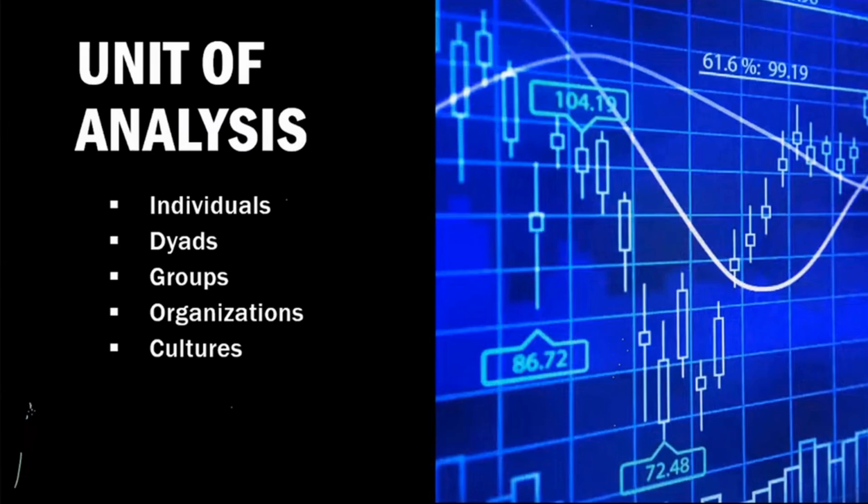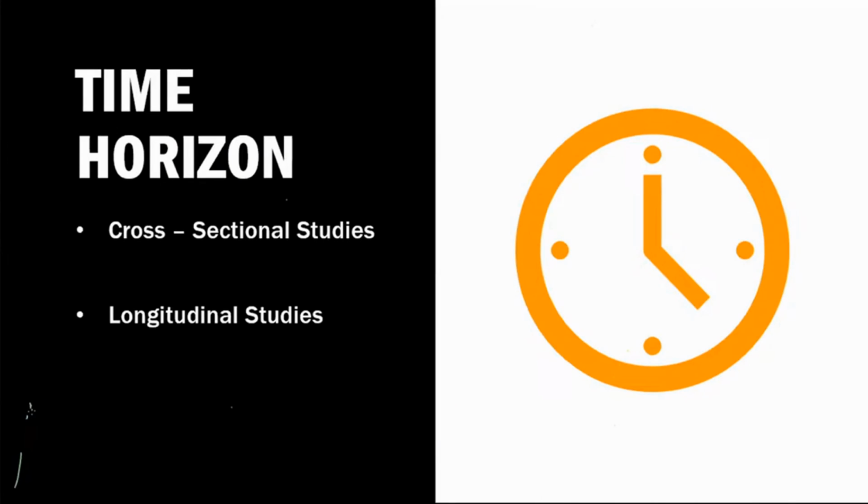And then we have the unit of analysis. From whom are you going to collect data? Are you going to collect data from individuals? Will your research question be answered by individuals, dyads, groups, organizations, or cultures? For example, Hofstede conducted research on the cultures of nations, a very seminal work. And then the time horizon. How many times do you need to collect data?